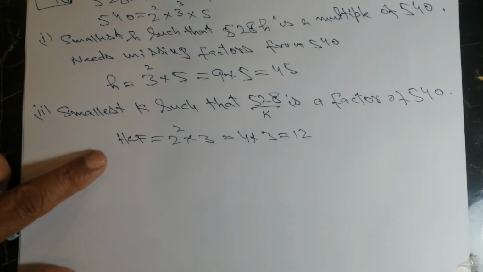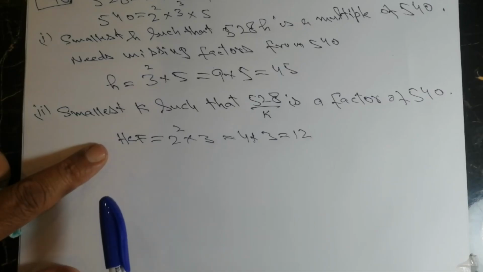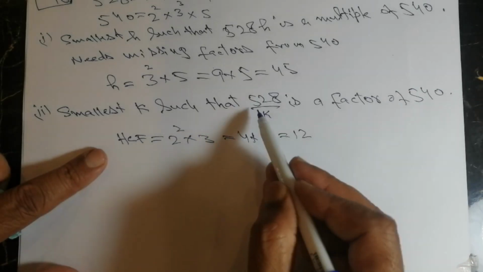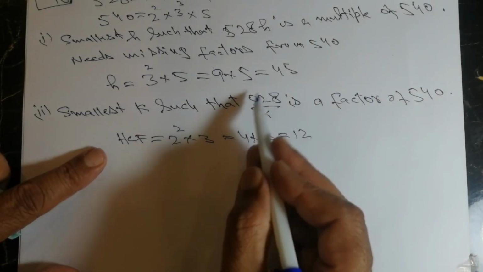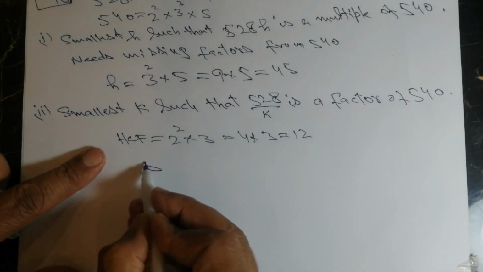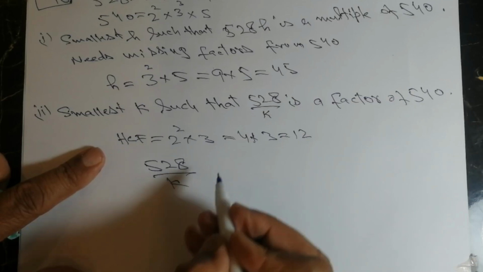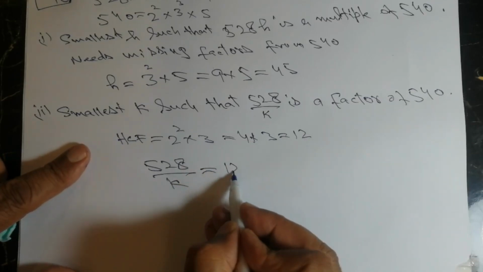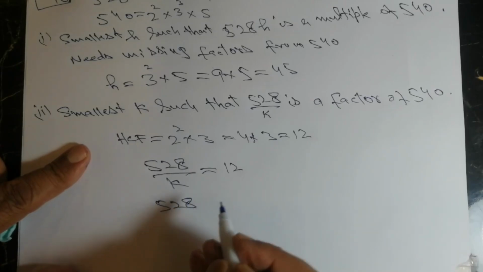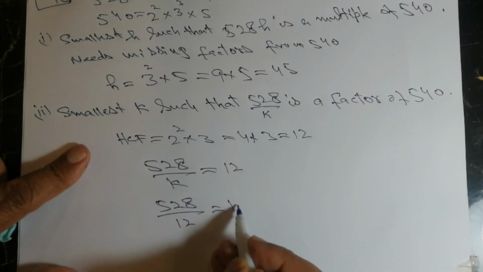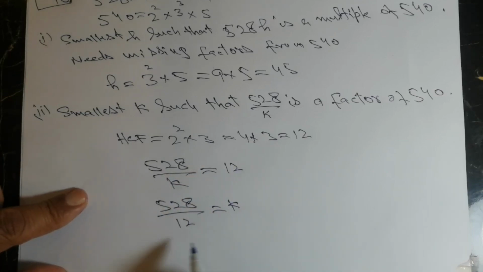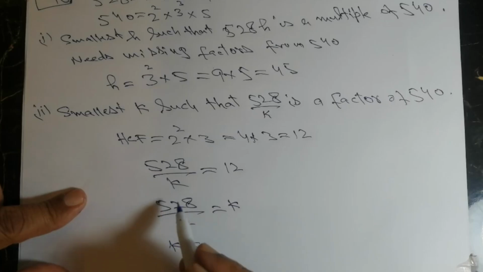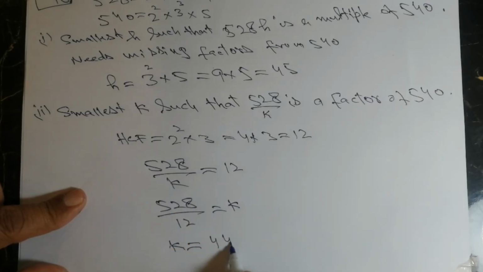So if we see the HCF, actually this is a divisor or factor of every number from which HCF is calculated. So it means that 528 over k is a factor. If it is a factor, that means we can write 528 over k equal to HCF, which is 12, and 528 over 12 equals k by cross multiplying. So now k will be equal to 44. So this is the value of k.